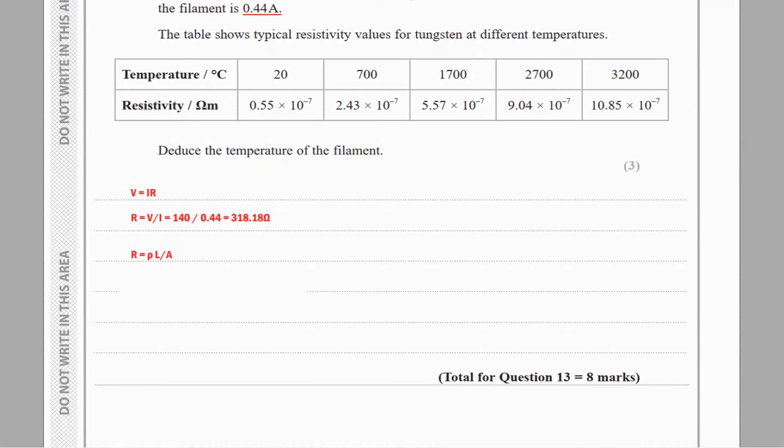So what do I do next? Resistance equals rho L by A. You just found out the resistance. L is given, A you found out in the previous question. Just make resistivity the subject of the equation, and this is the value that you get. So 9.1 times 10 to the power minus 7. 9.1 is very close to 9.04 times 10 to the power minus 7, which corresponds to 2700 degrees Celsius. So that's your answer.